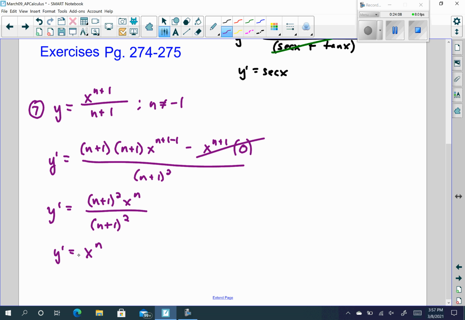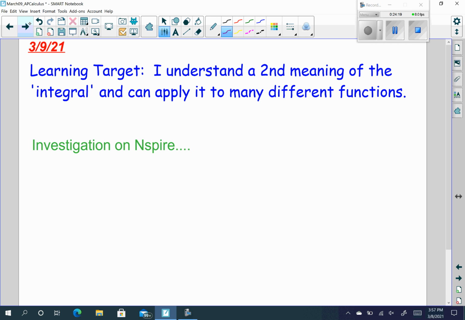All right, so as far as exercises 1, 3, and 5, like I said, check your answers in the back of the book, continue working on those, and let me know if you have any questions. All right, so to finish up today's lesson, we're going to do some investigating on the Inspire.